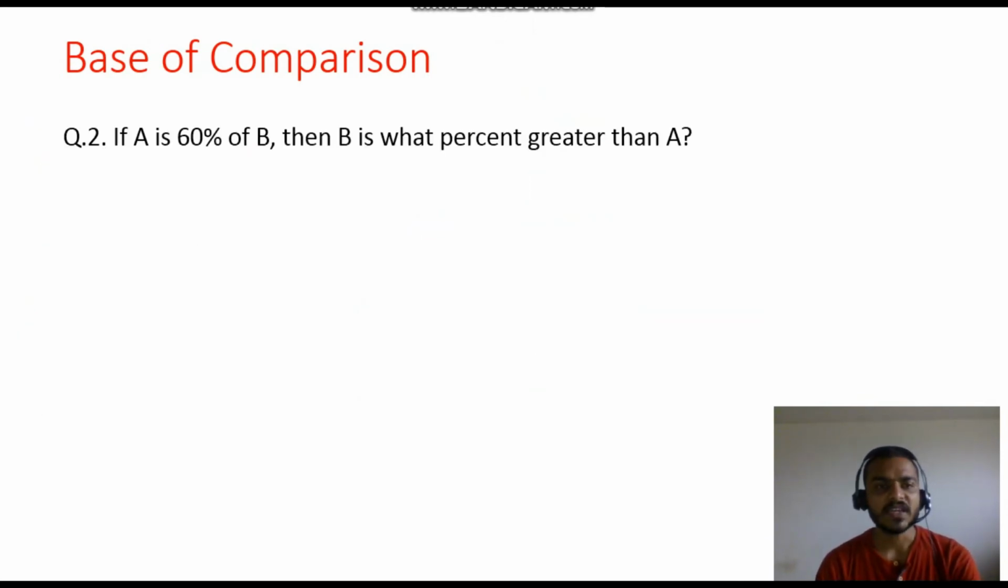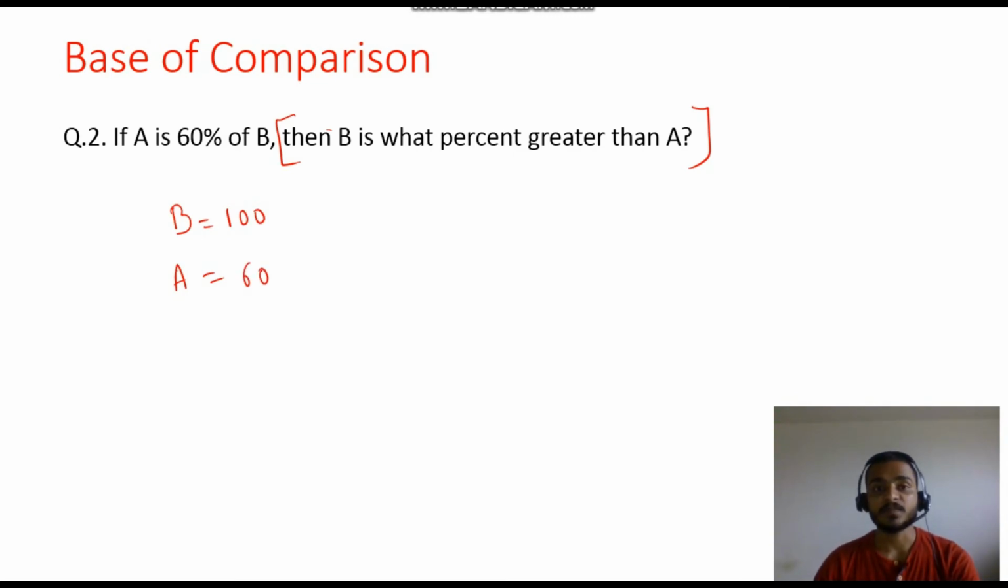The question is, if A is 60% of B, then B is what percent greater than A? So to solve the next part of the question, we should know the values of A and B, which can be done by the first part, which is A is 60% of B. Here I have to assume the value of B equal to something. So since we are on the topic of percentage, let us assume B equal to 100. Then A is 60% of B, which means A should be equal to 60.